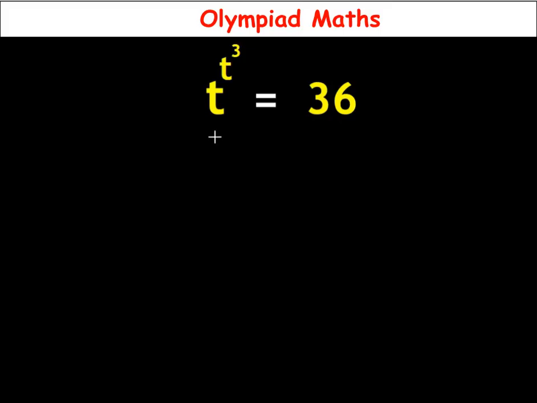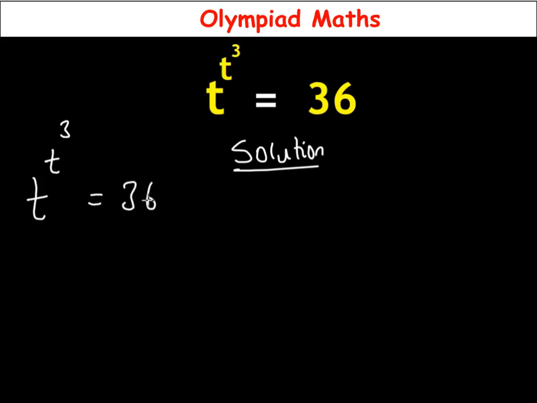Hello, how to solve t raised to power t raised to power 3 is equal to 36, and here how to solve for the value of t. Now how do we go about it? It's very simple. So solution, the question is t raised to power t raised to power 3 is equal to 36.